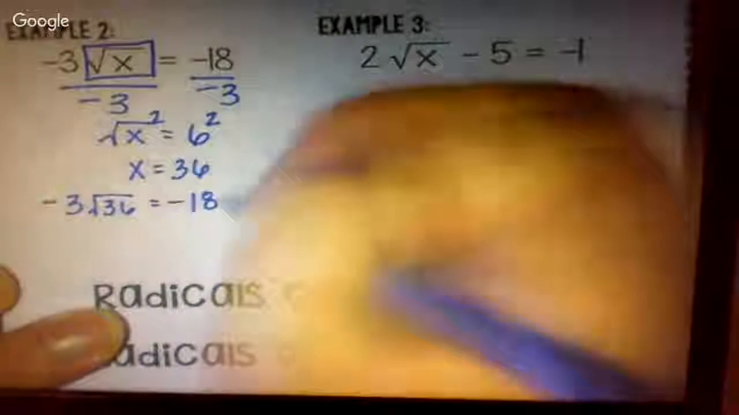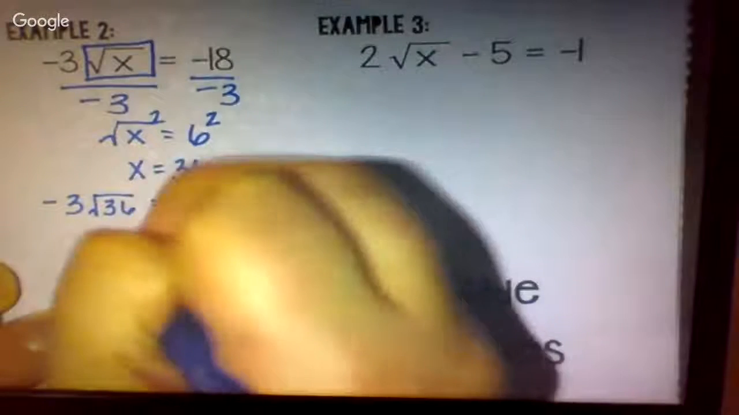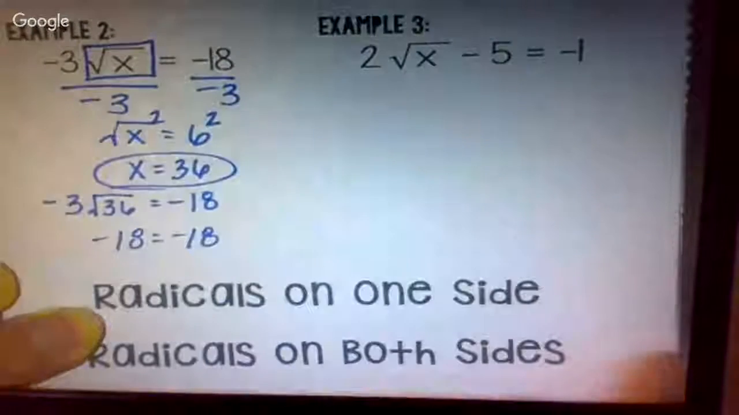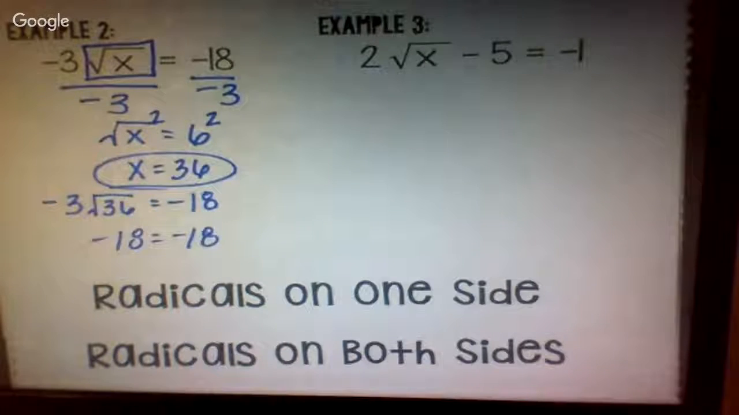So, you said this comes out to be -18 equals -18, which means yes, that is your answer. One of the biggest things with square roots is you have to go back and check your answers. Sometimes they're not going to work. So you have to be careful.